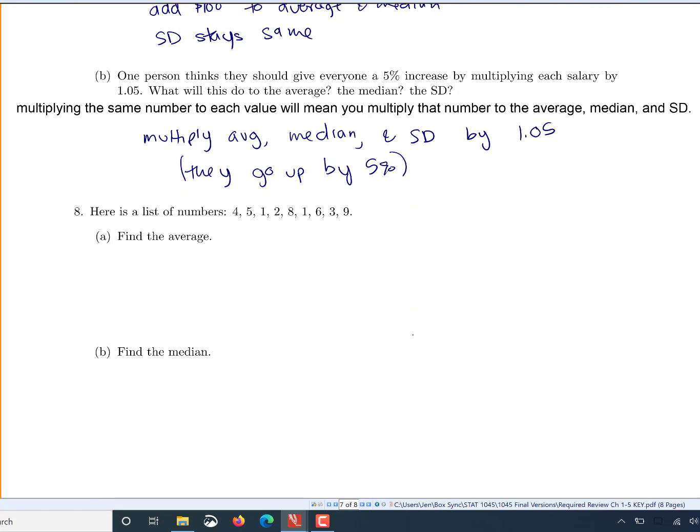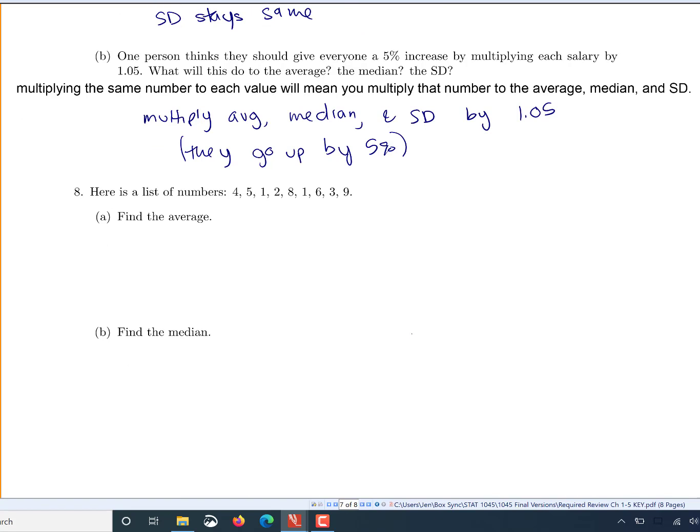And finally, here is a list of numbers. We're supposed to find the average and find the median. So your average, you always add them up and divide by how many there are. So we're going to do 4 plus 5 plus 1 plus 2 plus 8 plus 1 plus 6 plus 3 plus 9. And divide by how many there are. 1, 2, 3, 4, 5, 6, 7, 8, 9. Please make sure you double check when you do this on the exam.